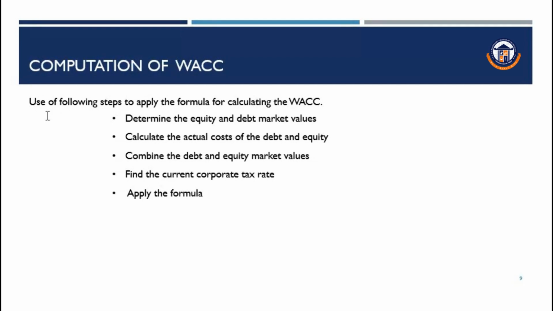The fourth step is to find the current corporate tax rate. It means finding the tax rate that applies to your company by the government, depending on exemptions, deductions and withholdings, to get the exact rate the company pays in tax. The fifth step is applying the formula.